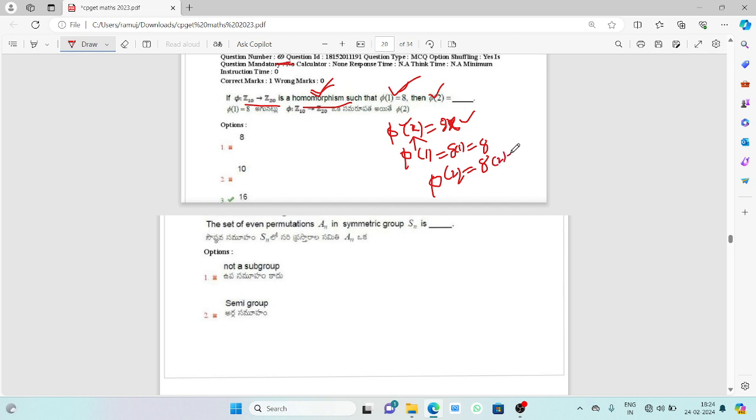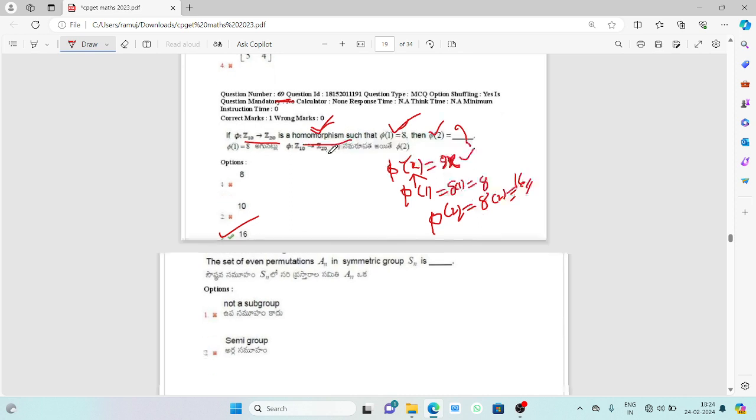So that will give you 16. So that is the value it is asking, phi of 2. So we will get 16 here. So the third option is the correct one for this 69 question.